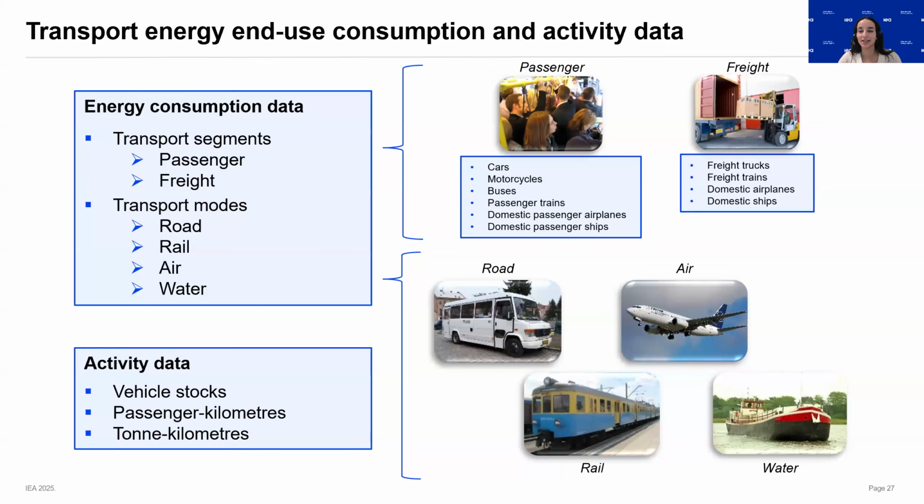The needed activity data encompasses mainly different kinds of data, such as vehicle stocks and distance traveled by vehicles, which we merge into VKM, which is the vehicle kilometers, and vehicle loads, which is computed into PKM, which is the passenger kilometer, and TKM, which is the ton kilometer.